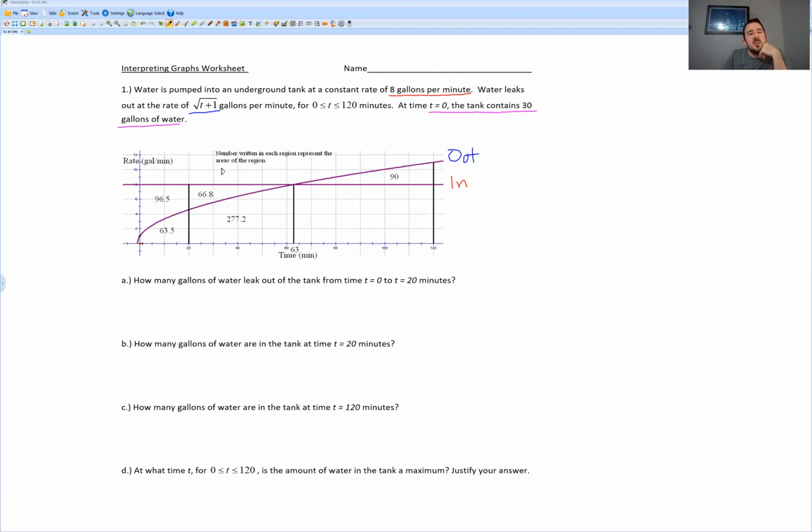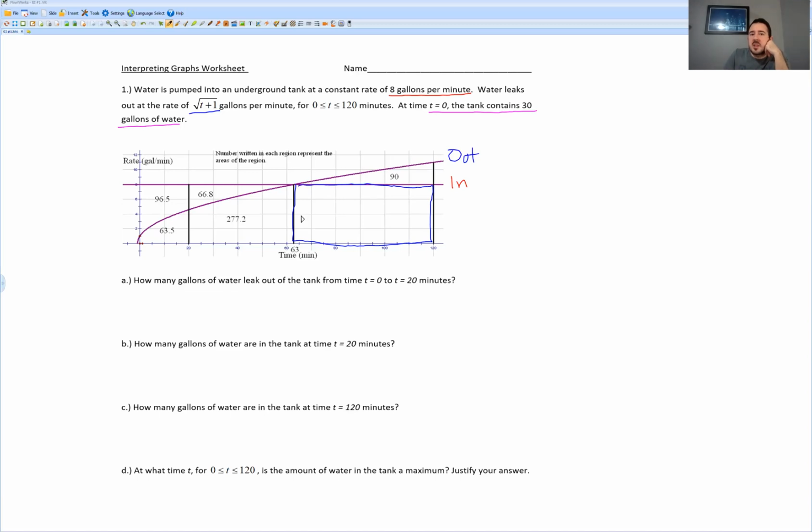It does say right here that the numbers written in each region represent the areas of the region. So this 96.5 is the area of this region. The 63.5 is the area of this region. Well, why do we really care about area? Let's just say this rectangle.